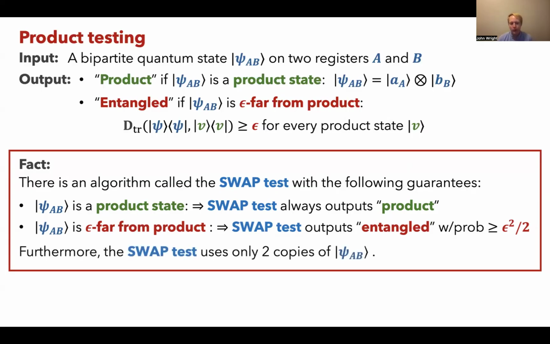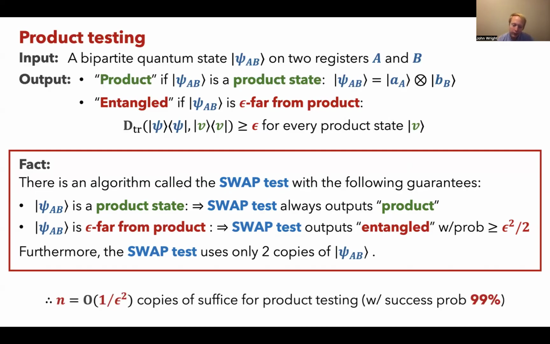And furthermore, the swap test only uses 2 copies of psi AB at a time. And this means, if in the epsilon far from product case, I can detect it with probability at least epsilon squared, then all I have to do is repeat this test 1 over epsilon squared times, and I will detect it with constant probability, let's say 99% probability. And so that means I can solve product testing in 1 over epsilon squared copies.